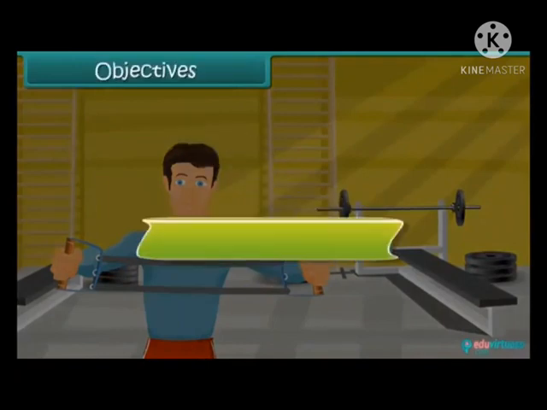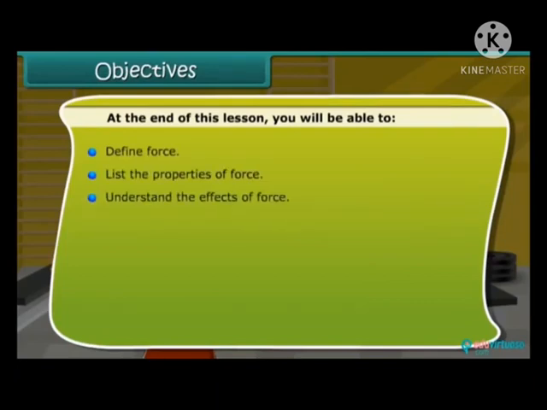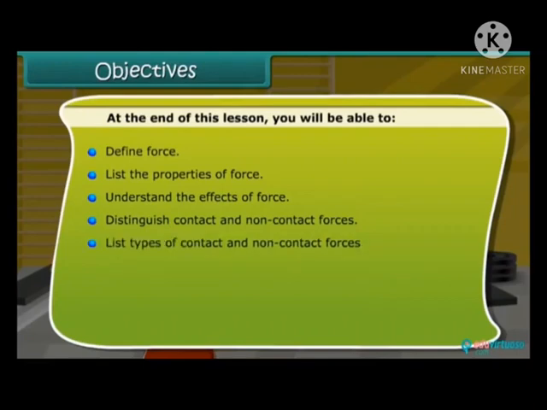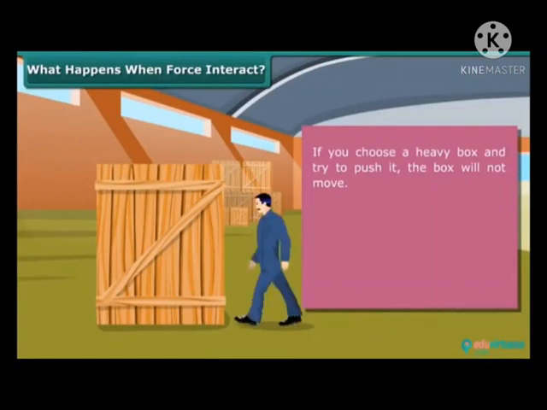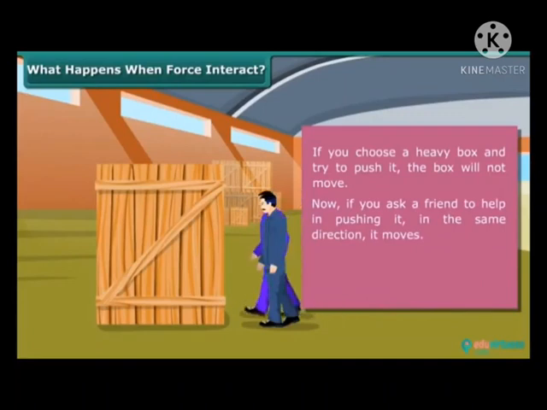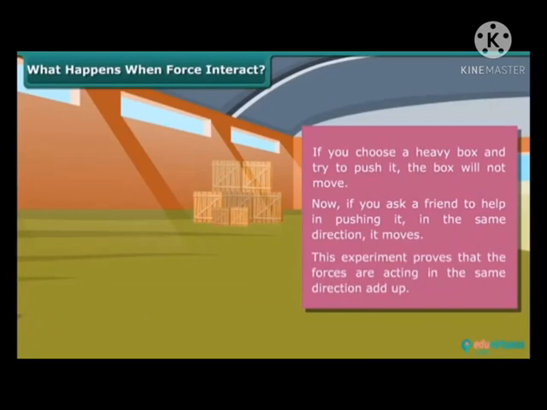Objectives. At the end of this lesson, you'll be able to define force, list the properties of force, understand the effects of force, distinguish contact and non-contact forces, list types of contact and non-contact forces. What happens when forces interact? If you choose a heavy box and try to push it, the box will not move. Now if you ask a friend to help in pushing it in the same direction, it moves. This experiment proves that the forces acting in the same direction add up.